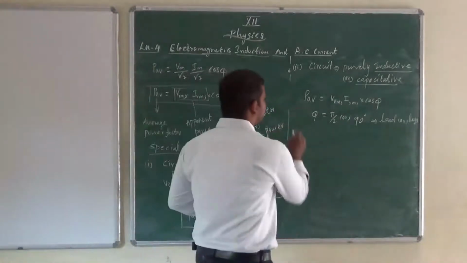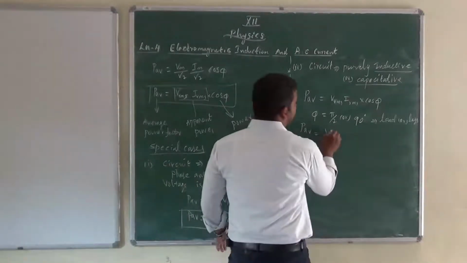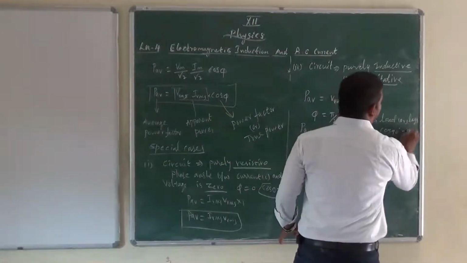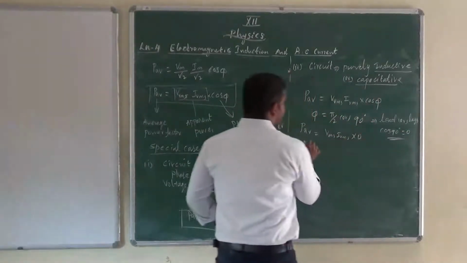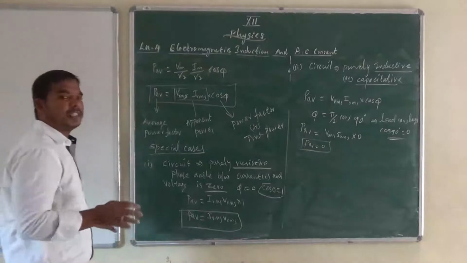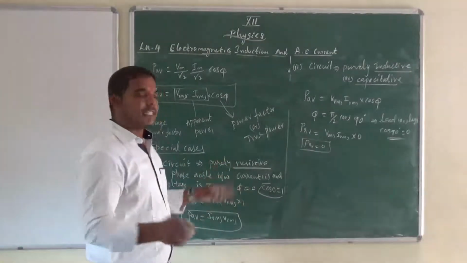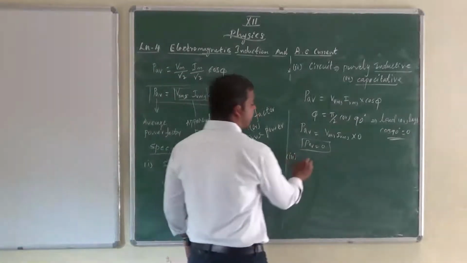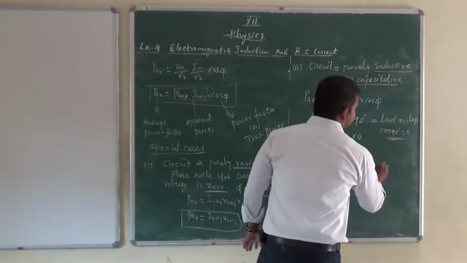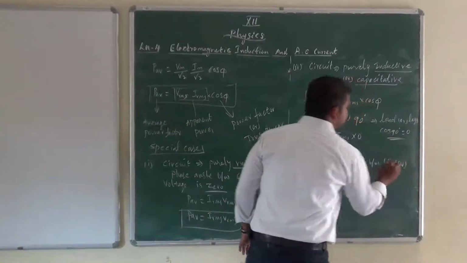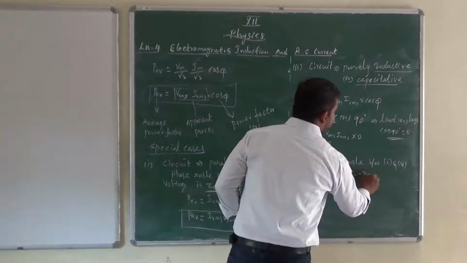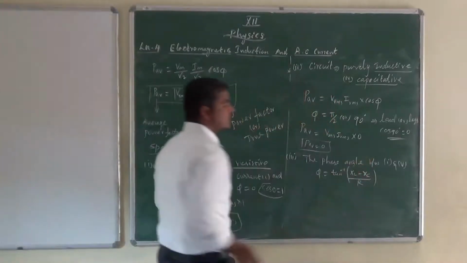When we substitute in the above equation, we get PAV equal to VRMS IRMS cos 90 degree, and cos 90 degree equals 0. Anything multiplied by 0 gives 0, so the average power equals 0 for a purely inductive or capacitive circuit. Next, the third case: the phase angle between current and voltage is phi equal to tan inverse of XL minus XC by R. We discussed this in our previous class.